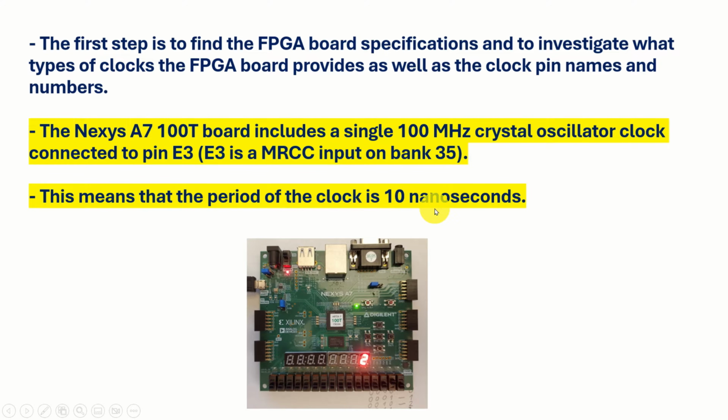The first step is to find the FPGA board specifications and to investigate what types of clocks the FPGA board provides, as well as the clock pin names and the numbers. Our board, that is Nexys A7 100T, includes a single 100 MHz crystal oscillator clock connected to the pin E3. This means that the period of the clock is 10 nanoseconds. And in the sequel, I will explain how to find the board specifications and how to find the clock information.